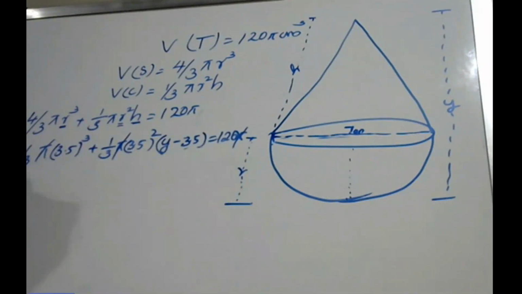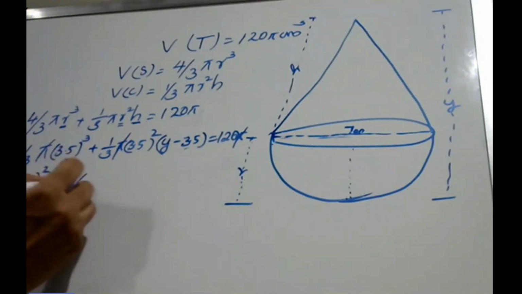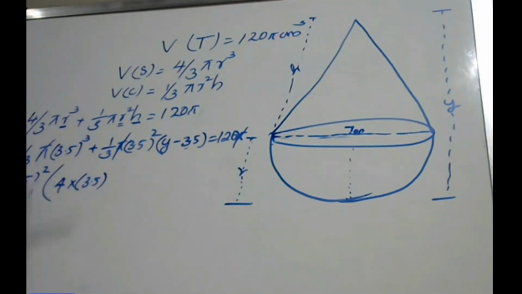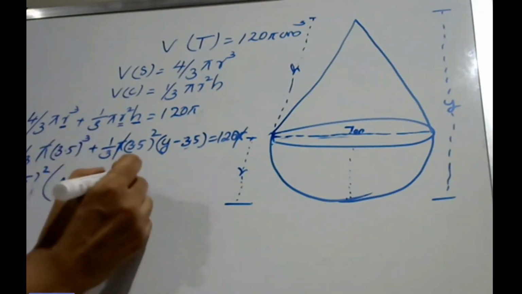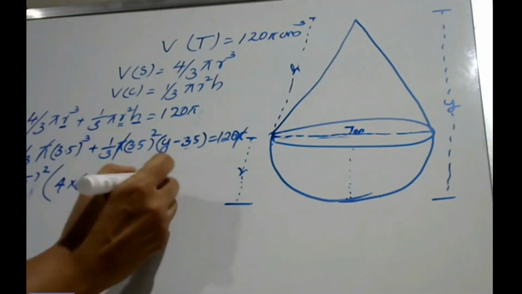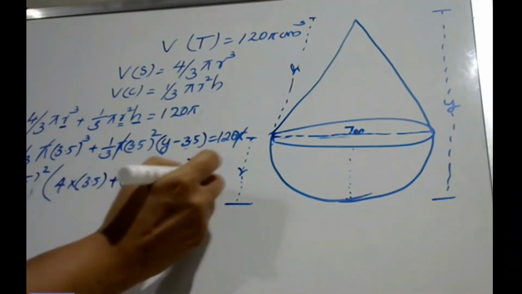Okay, now I'm writing it as 1 by 3 times 3.5 square, which is also common, so I'm taking it outside. What remains is 4 times 3.5 from the first term, plus 1 over 3 times 3.5 square I have taken outside. What remains is y minus 3.5 is equal to 120.